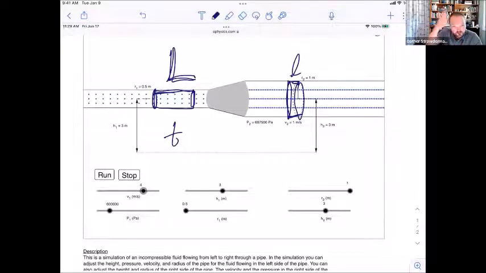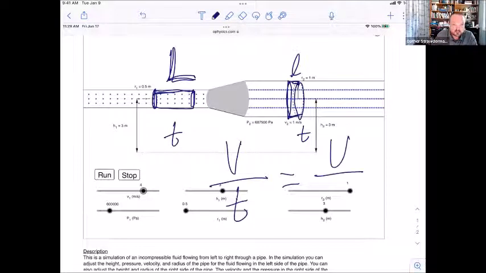But it passes a particular spot in the thick part of the tube in the same amount of time. So the same amount of water, the same volume of water, passes a point in the narrow part of the pipe in T seconds. That same volume of water has to pass a different point in the wide pipe in the same amount of time T. On the left side, it's got to be the same amount of volume and the same amount of time.